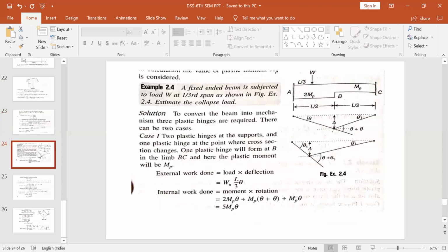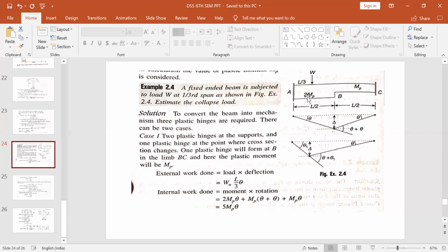Now let us take another problem here. So this is a fixed beam, right? So this is one fixed beam. In this problem, we'll discuss the kinematic theorem, the principle of virtual work, and how the collapse load is found. So the problem is this is a fixed beam. Now here, see, A, B, C. From A to B, its depth is twice that of B to C. Okay, half of the beam has greater depth.